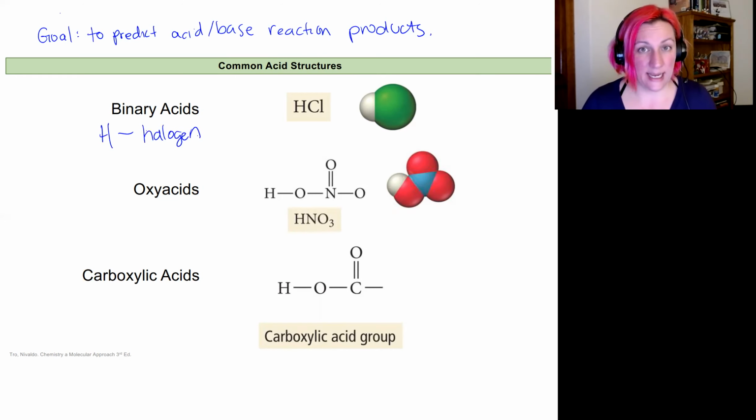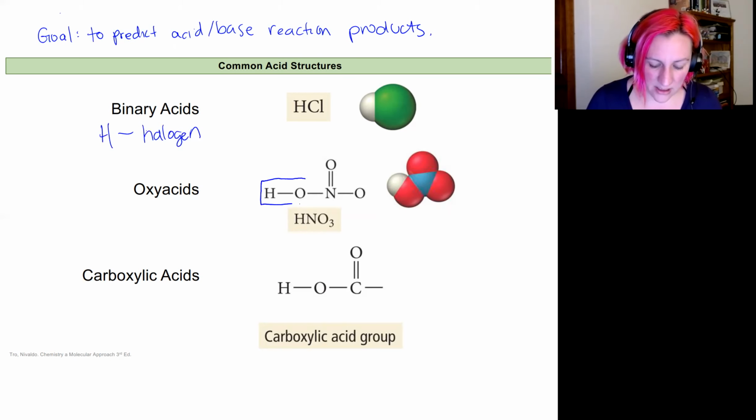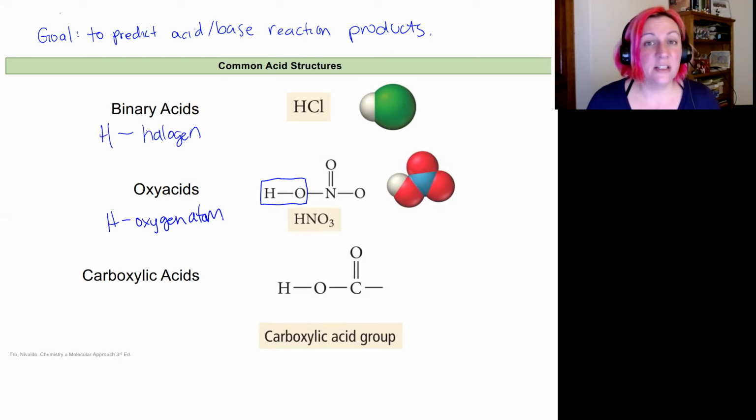Next, we have oxyacids. Oxyacids are always going to have this hydrogen bonded to an oxygen. So this means hydrogen bonded to an oxygen atom. And then oftentimes that oxygen atom is bonded to something else, like a nitrogen or a chlorine or a phosphorus or a sulfur. And sometimes there's even more oxygens inside the molecule as well, like we have here with HNO3.